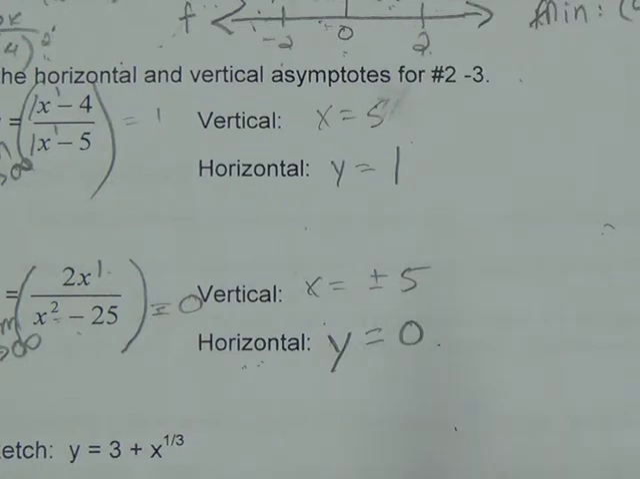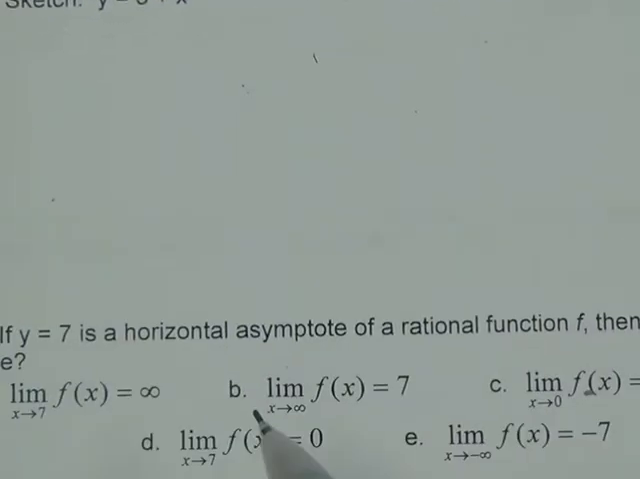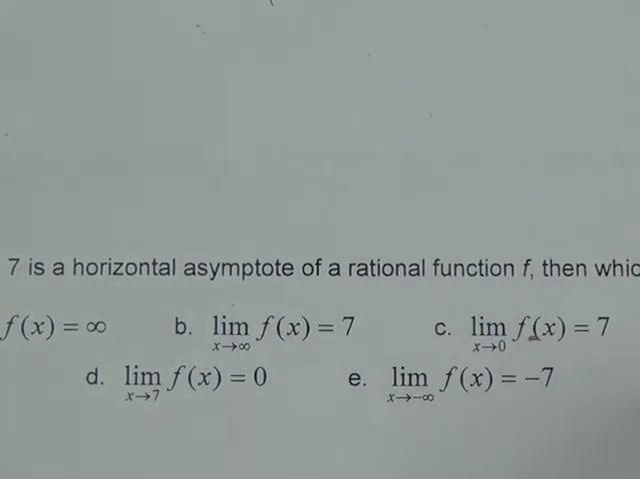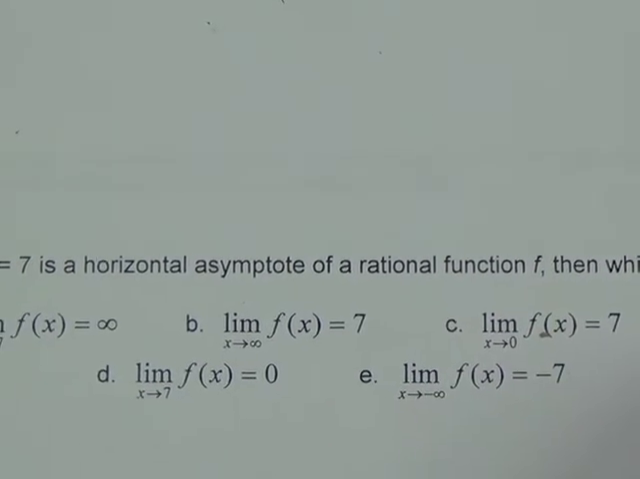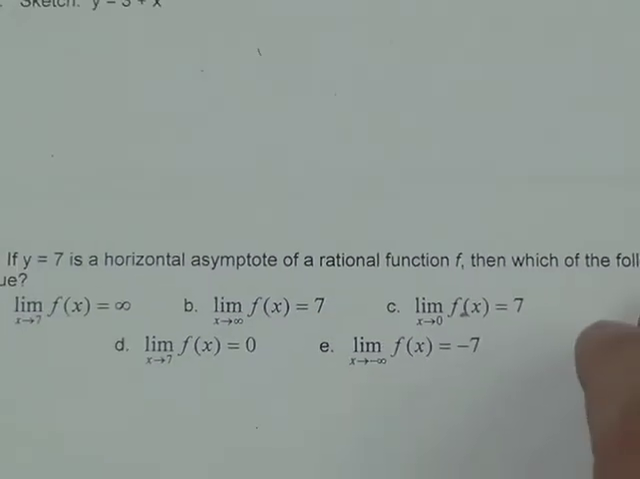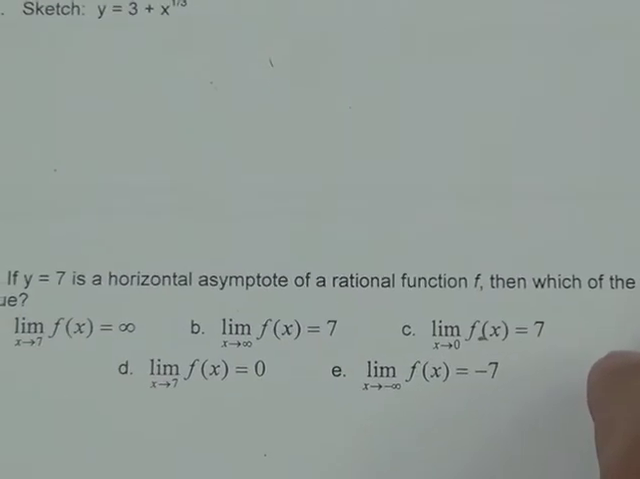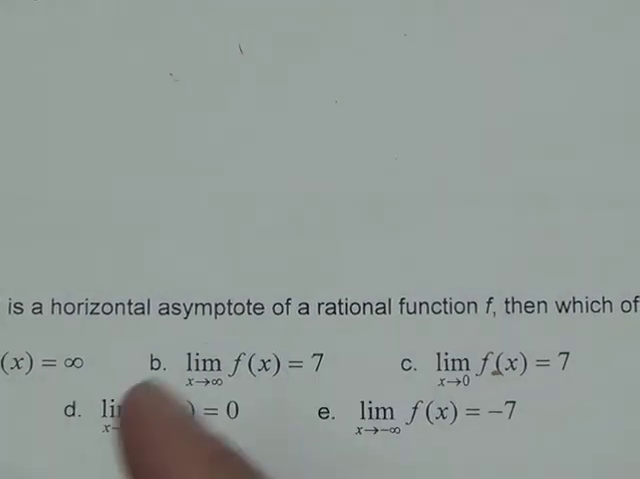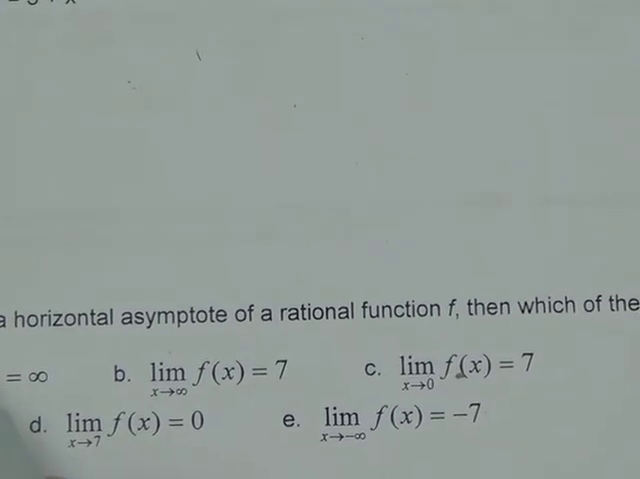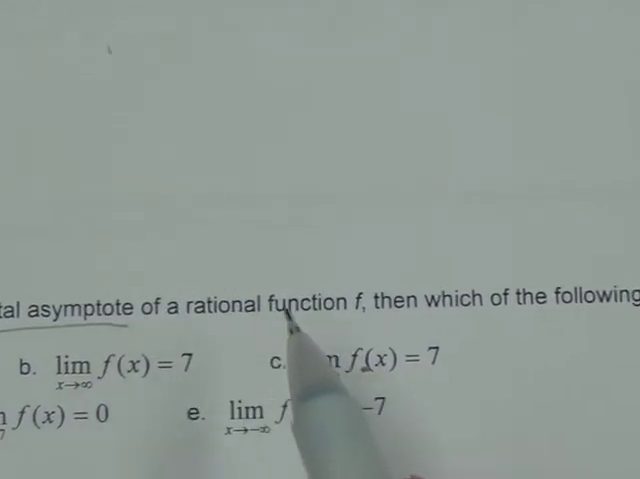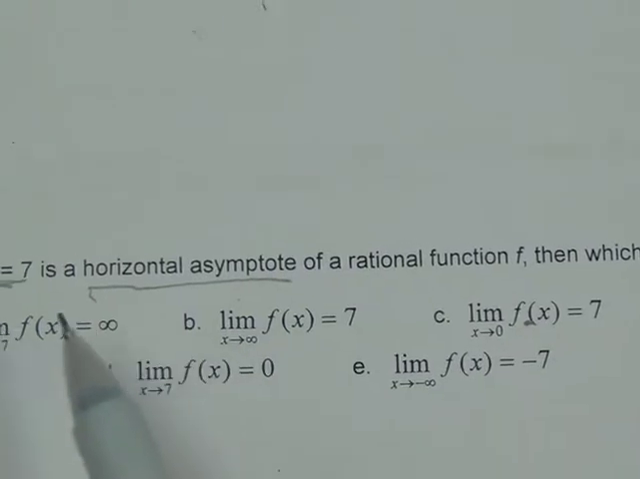And that's it. So that's our quick little review of asymptotes. Skip 4 real quick, go down to 3. Skip 3 real quick and go down to number 4. Number 4 says y equals 7 is a horizontal asymptote. This is a horizontal line equation, y equals some constant. You are told it's a horizontal asymptote. Then it's asking, which of the following must be true?